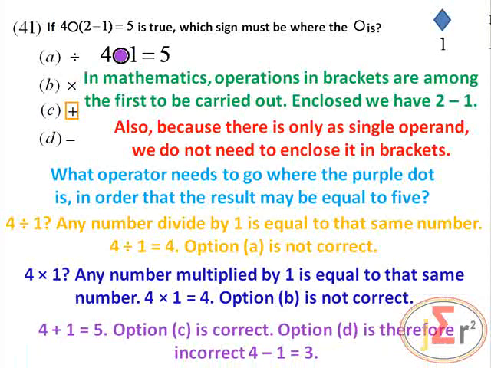That is the one. 4 plus 1 is equal to? 5. Option C is correct. What about option D? It's incorrect. Why? Because 4 minus 1 equals 3. Right, so 4 minus 1 is equal to 3. So option D is incorrect.